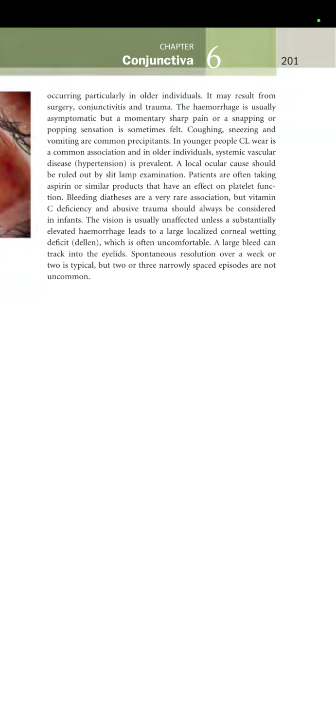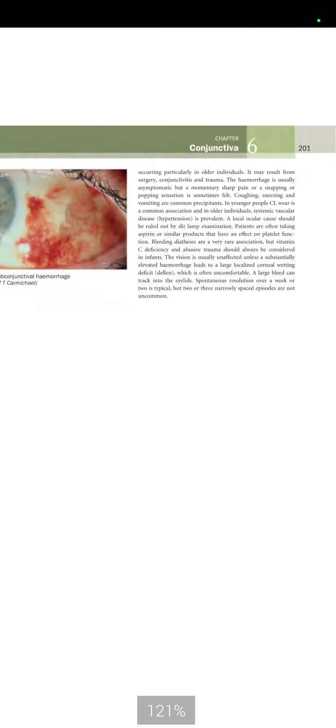So basically, the treatment is that it will usually resolve on its own in 2 to 3 weeks, and the patient does not usually require any kind of treatment. So that's it for the conjunctiva.